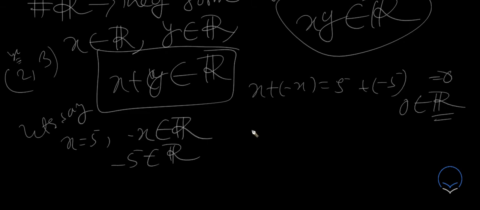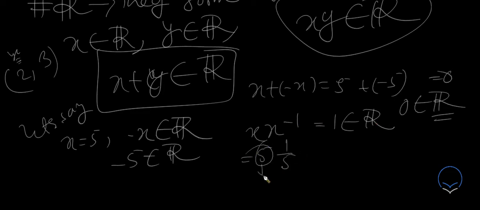And again, the multiplicative inverse, that is x inverse times x, which should give rise to 1, will also belong to the real numbers. Notice that we are taking x equals 5. So this 5 inverse is just 1 by 5. And 5 belongs to the real numbers, 1 by 5 belongs to the real numbers, and this is giving us 1, which also belongs to the real numbers. So we can see that the properties we required are satisfied, and we can say that the real numbers form a field.